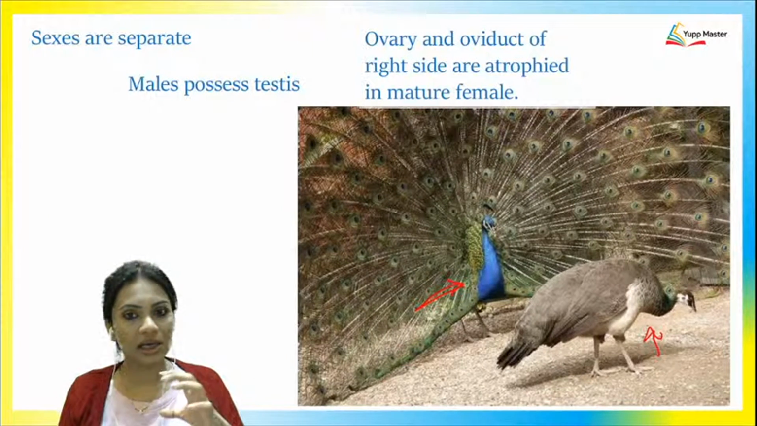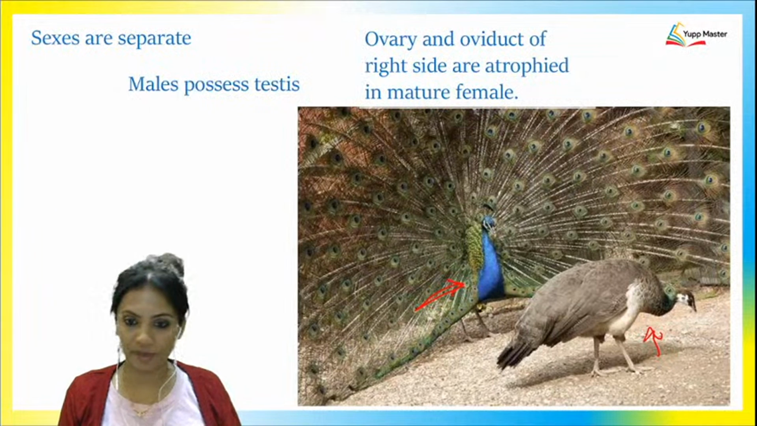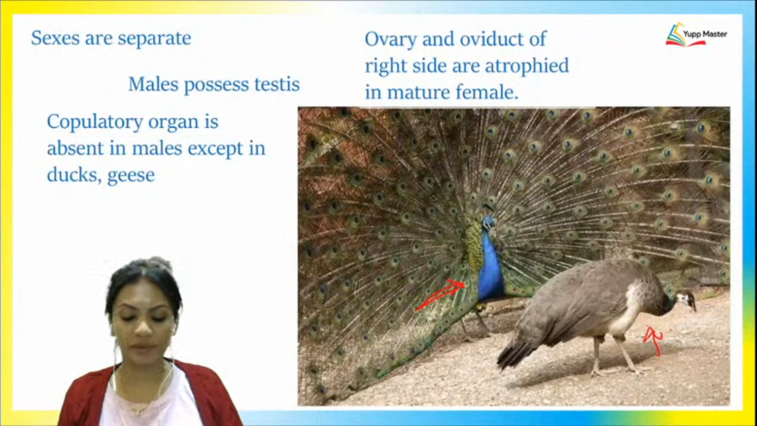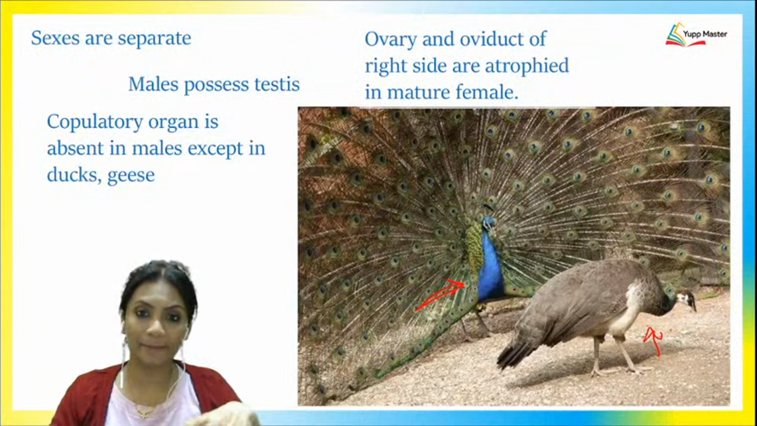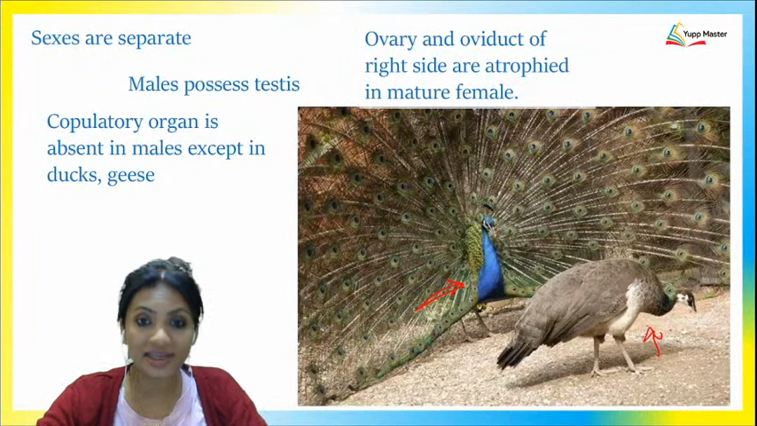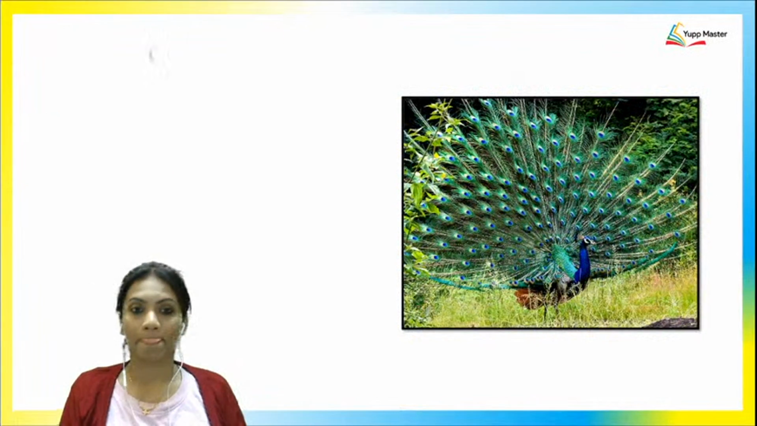Side ones are atrophied in the mature females. All right. We also see that in male birds, the copulatory organs are absent. They don't have any copulatory organs. The only birds which have copulatory organs are ducks and geese.